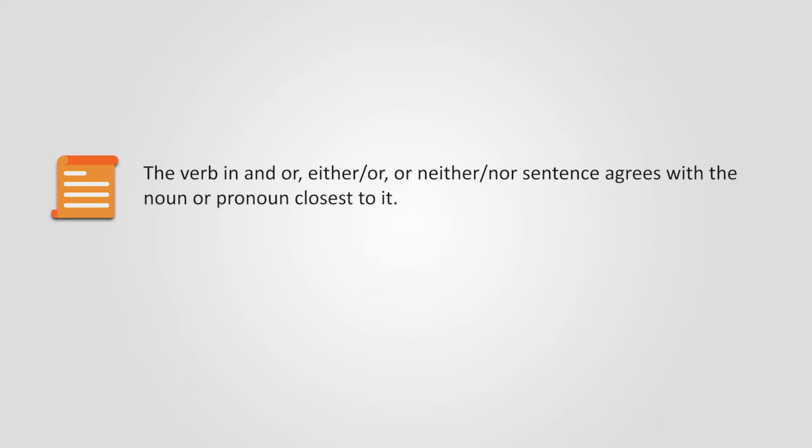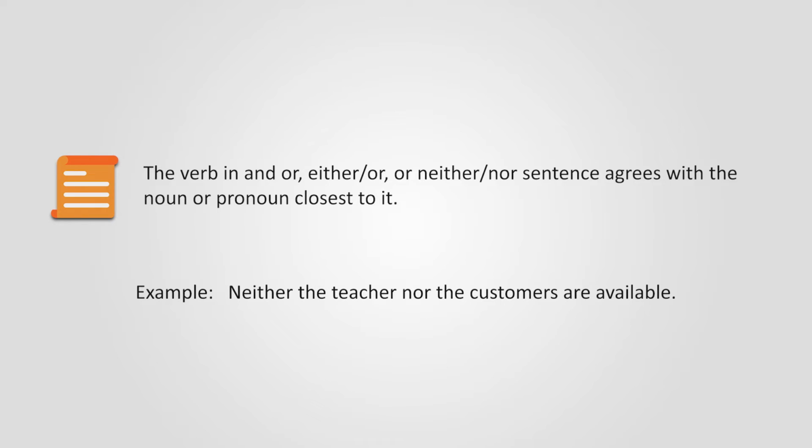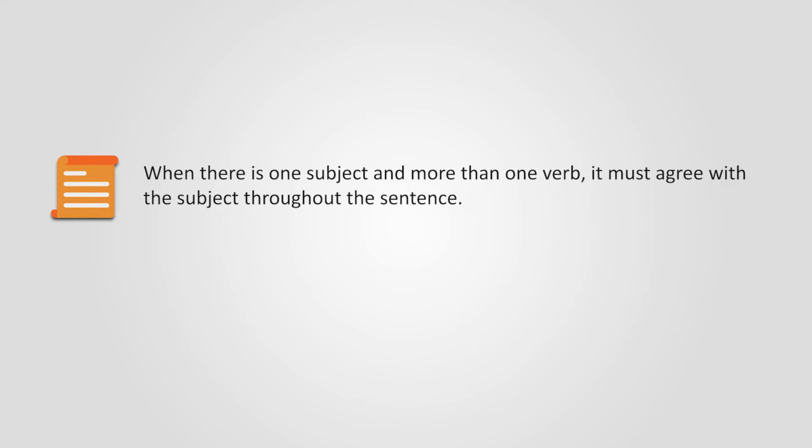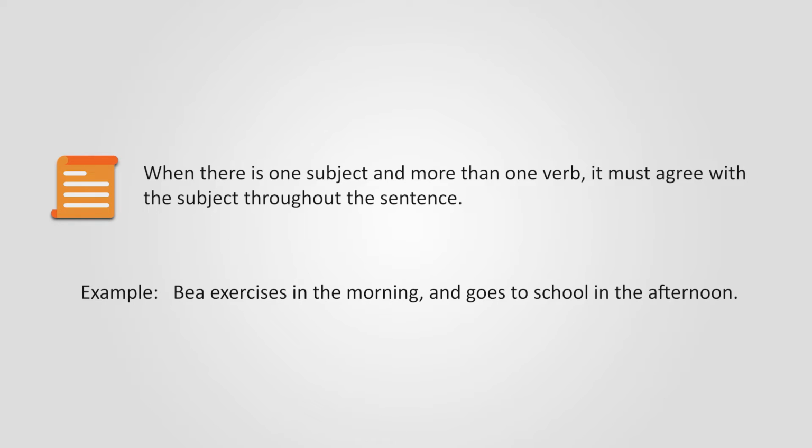Third, the verb in and or, either or neither nor sentence agrees with the noun or pronoun closest to it. Example: neither the teacher nor the customers are available. Fourth, when there is one subject and more than one verb, it must agree with the subject throughout the sentence. Example: Bea exercises in the morning and goes to school in the afternoon.